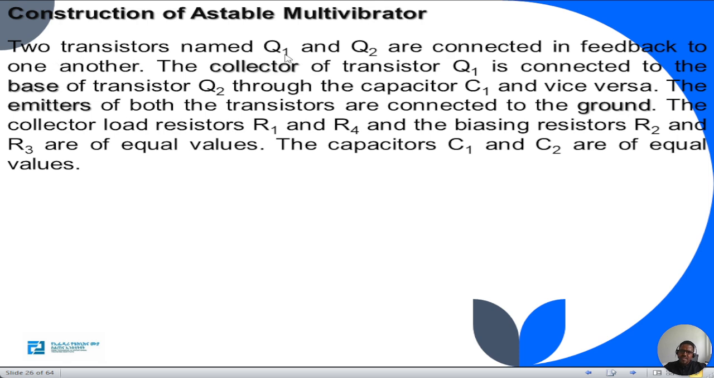Two transistors named Q1 and Q2 are connected in feedback to one another. The collector of transistor Q1 is connected to the base of transistor Q2 through the capacitor C1 and vice versa. The emitters of both the transistors are connected to the ground. The collector load resistors R1 and R4 and the biasing resistors R2 and R3 are of equal values. The capacitors C1 and C2 are of equal values.